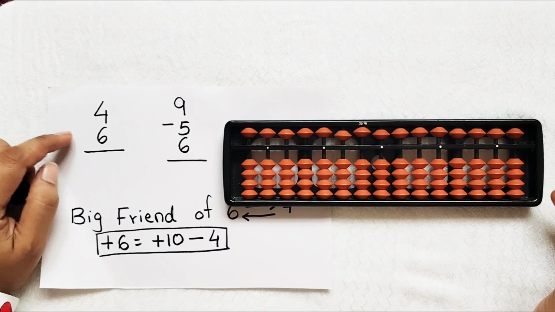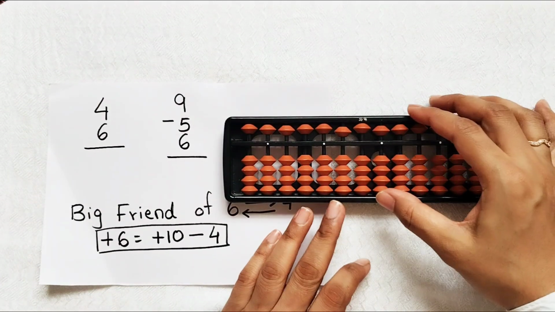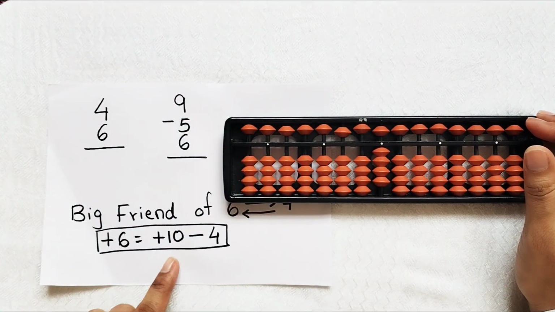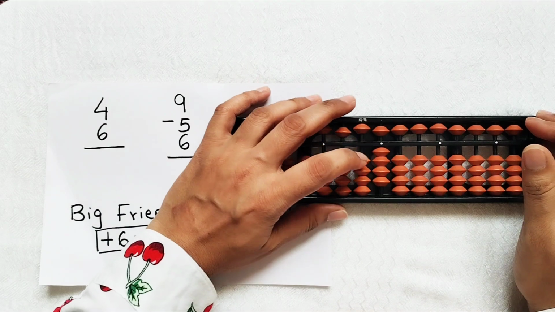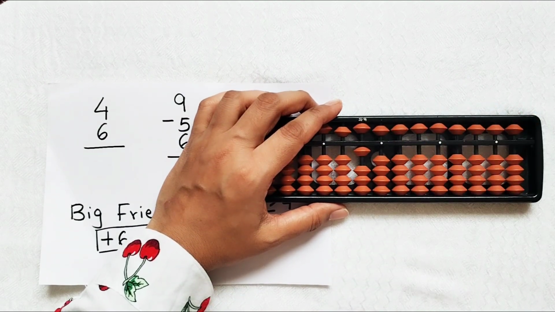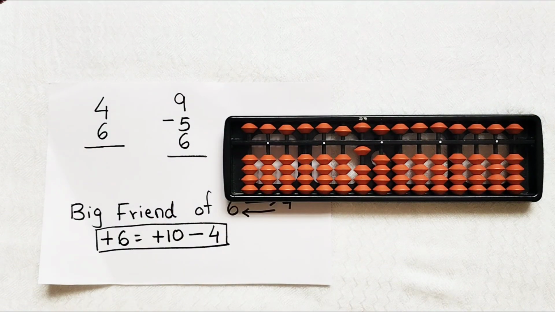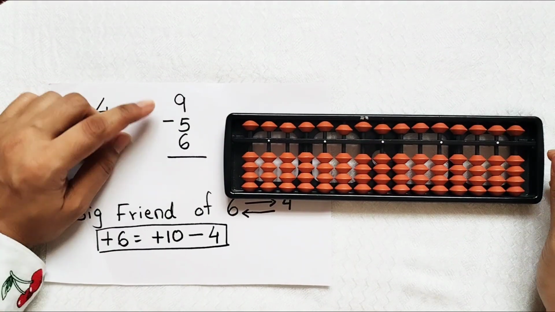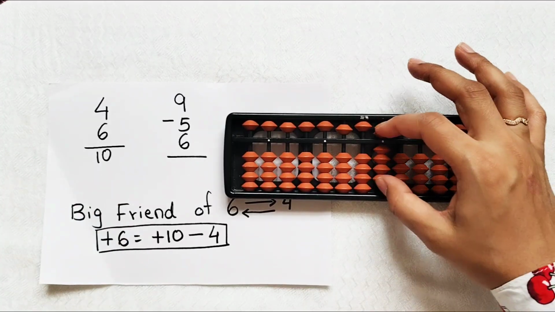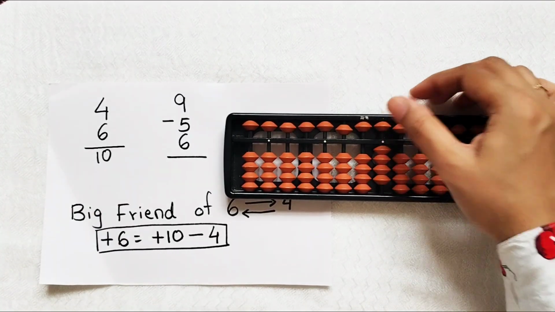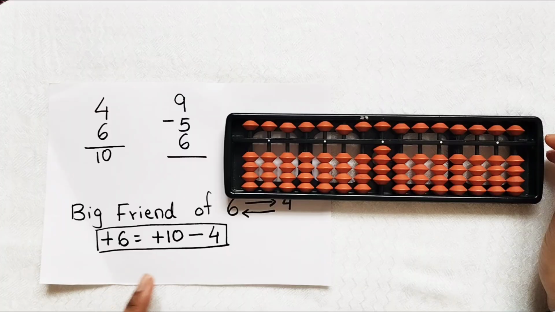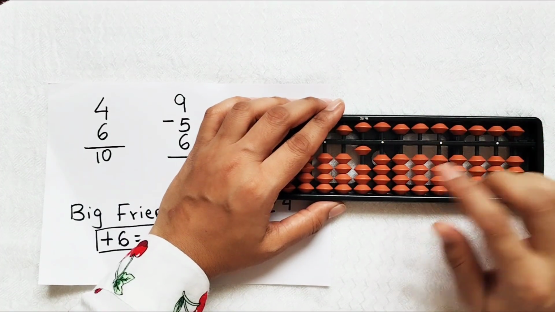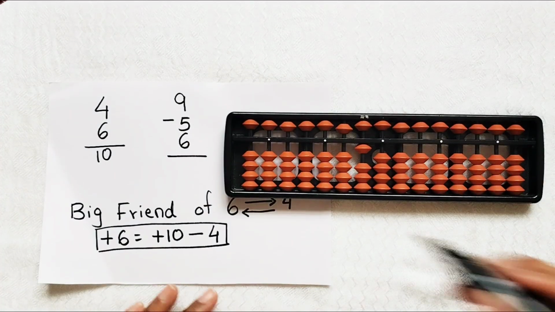First one, 4 add 6. Add 6 is add 10 less 4. My answer is 10. Next, 9 less 5. Add 6. Add 10 less 4. My answer is 10.